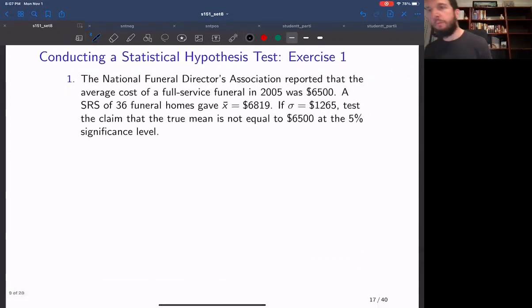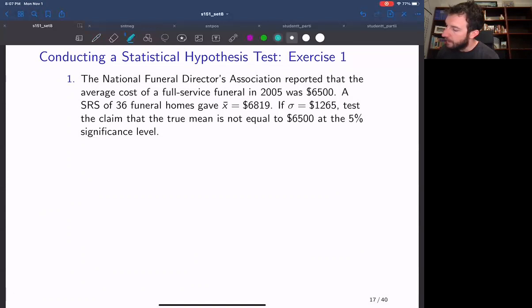Okay, so we're going to work through some exercises now so that we can get a grasp of this. Exercise number 1. The National Funeral Directors Association reported that the average cost of a full service funeral in 2005 was $6,500. A simple random sample of 36 funeral homes gave X bar equals $6,819. If sigma is equal to $1,265, test the claim that the true mean is not equal to $6,500 at the 5% significance level. Okay, so we have a lot of information in this question.